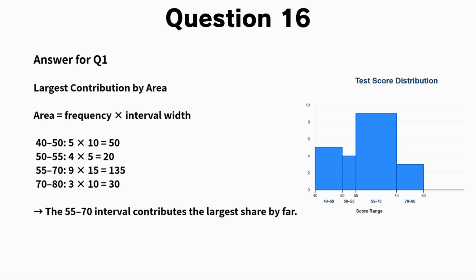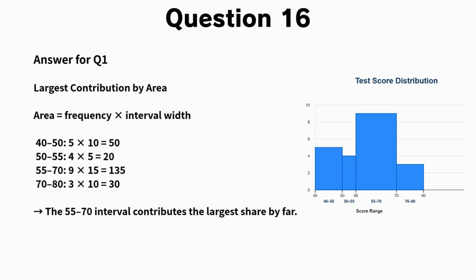For 40 to 50, frequency is 5, width is 10, so area is 5 times 10, which equals 50. For 50 to 55, frequency is 4, width is 5, so area is 4 times 5, which equals 20. For 55 to 70, frequency is 9, width is 15, so area is 9 times 15, which equals 135. For 70 to 80, frequency is 3, width is 10, so area is 3 times 10, which equals 30. Comparing all areas, 50, 20, 135, and 30. The largest is 135 for the 55 to 70 interval, which contributes the largest share by far.